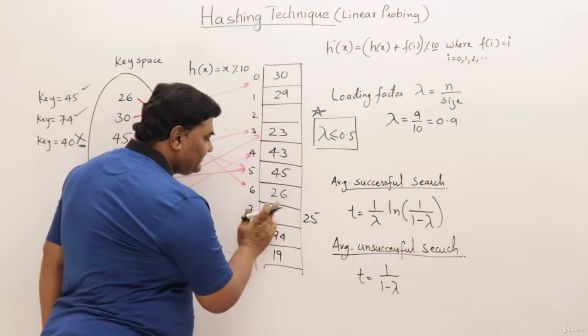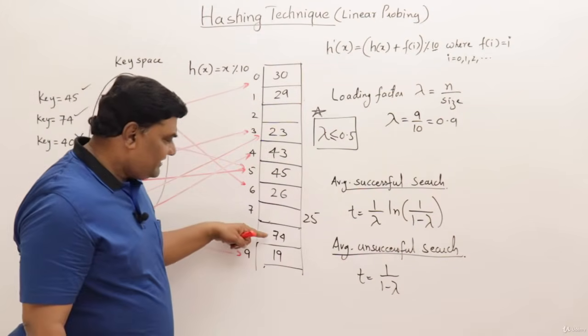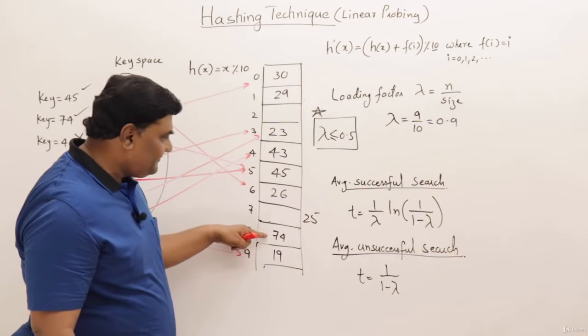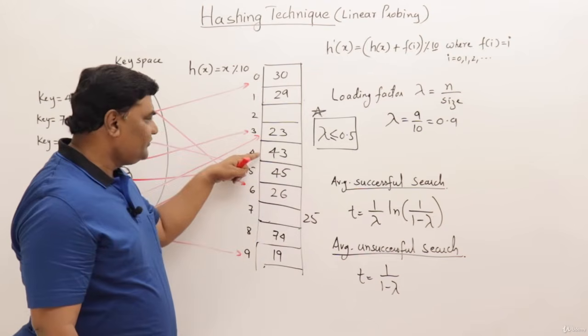This place is vacant. Is it right? Is it right? What about the 74? 74 was kept here because there was no space here. 74 actually belongs to location 4.